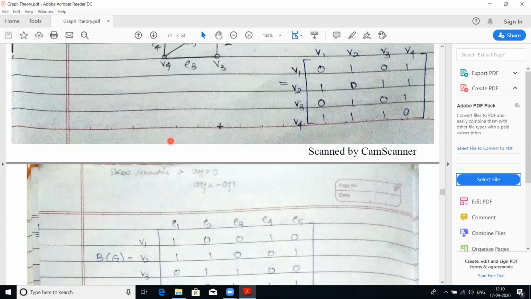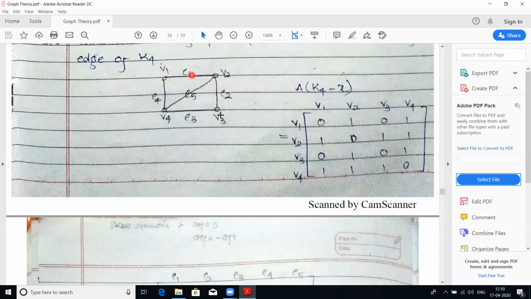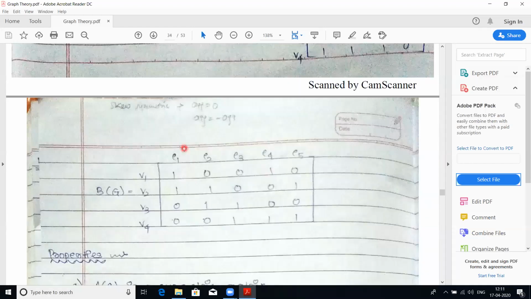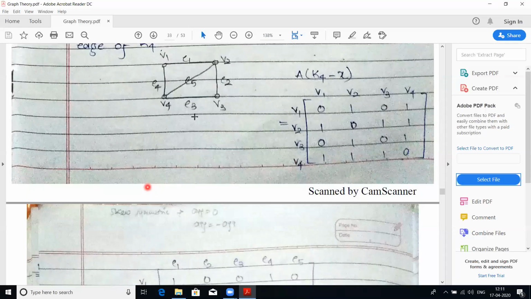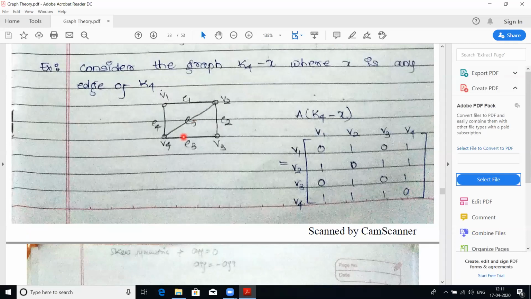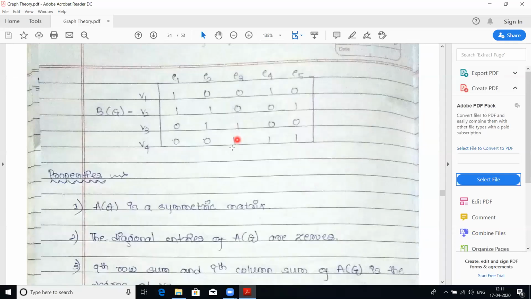Next for v3, e2 and e3 are incident, the remaining are 0. Next for v4, e3, e4 and e5 are incident, the remaining are 0.